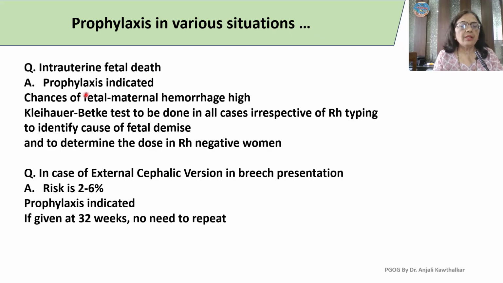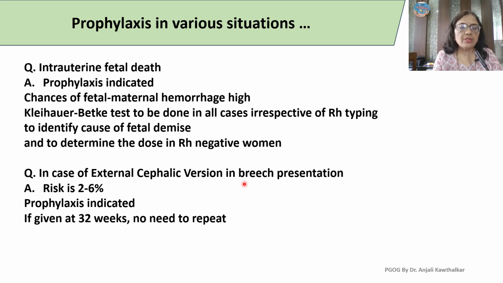In case of intrauterine fetal death, prophylaxis is indicated. Chances of fetal-maternal hemorrhage are high. Kleihauer test is to be done in all cases, irrespective of Rh typing. Even in intrauterine fetal demise where the patient is Rh positive, the Kleihauer-Betke test is recommended to know how much is the fetal-maternal hemorrhage or whether it is a cause of this intrauterine demise. So it is done to identify the cause of fetal demise and to determine the dose of anti-D in Rh negative women.